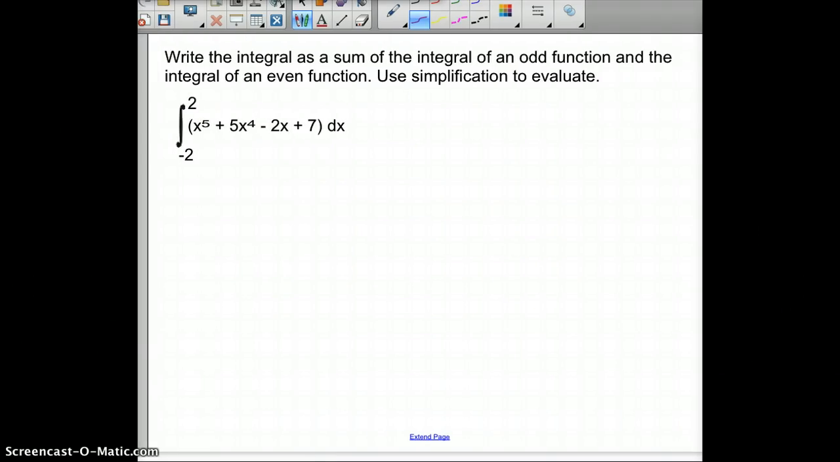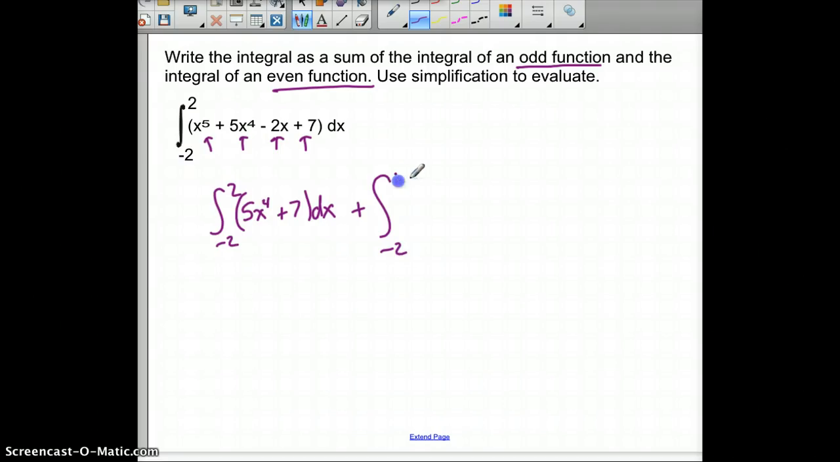Write the integral as a sum of the integral of an odd function and the integral of an even function. Use simplification to evaluate. So they want you to break it up into two functions, one's even and one's odd. So looking at each term, pick out the ones that are an even function. That means that if you plug in -x, you'll still get the same original part. So we're going the integral from -2 to 2 of the even parts. 5x to the 4th is even. And 7, if we plug in x or -x, it won't matter. It'll still be 7. So that's considered an even function.